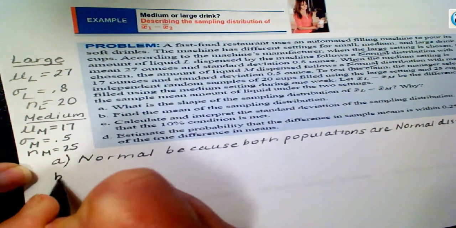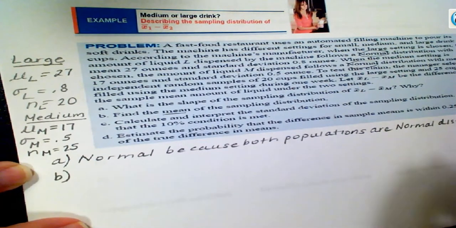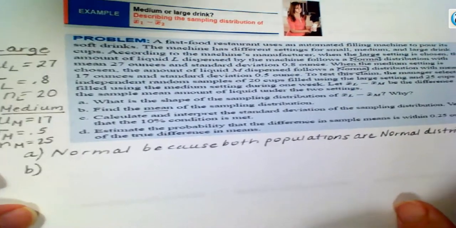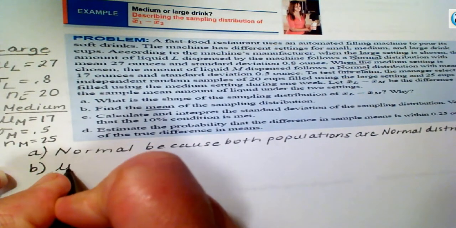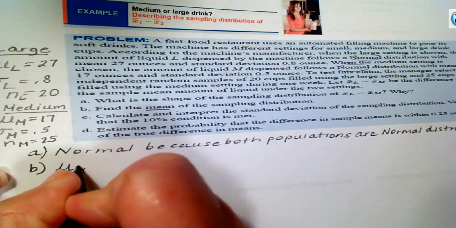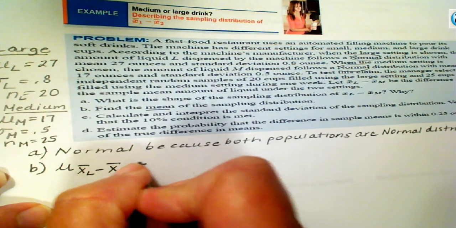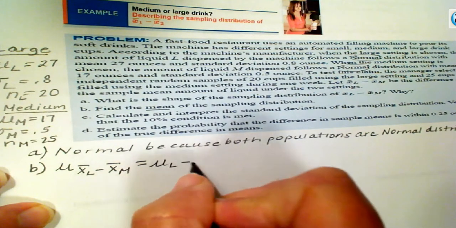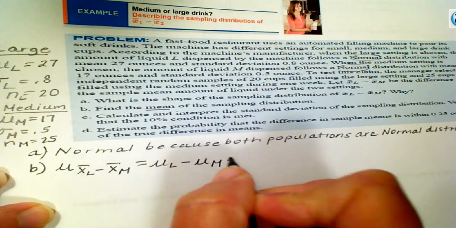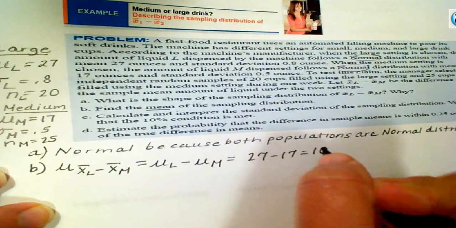Okay, so we did part A, now part B. Find the mean of the sampling distribution. Again, we are doing the difference. So the mean of x bar L minus x bar M is equal to the mean of the large cup minus the mean of the medium cup, which is 27 minus 17, which is 10. So there's our mean.